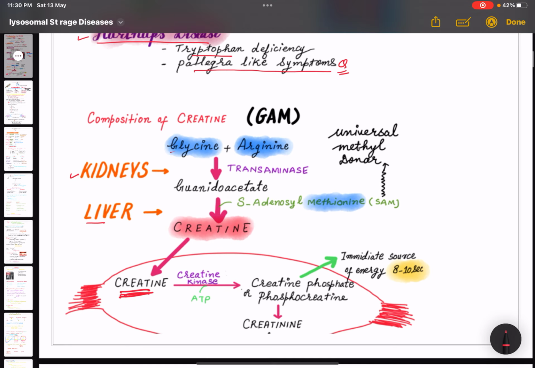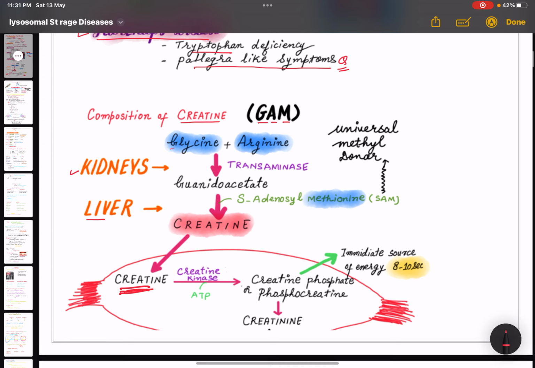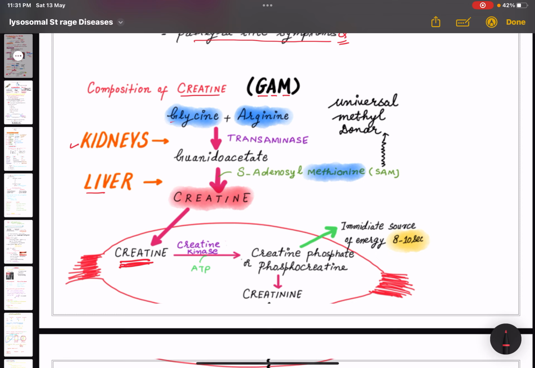Let's see another very important topic: what is the composition of creatine. One is creatinine, another is creatine. Let's see what is the composition of creatine. Remember a mnemonic, that is GAM. G for glycine, A for arginine, and M for methionine. It means the composition is 3 amino acids: glycine, arginine, and methionine.